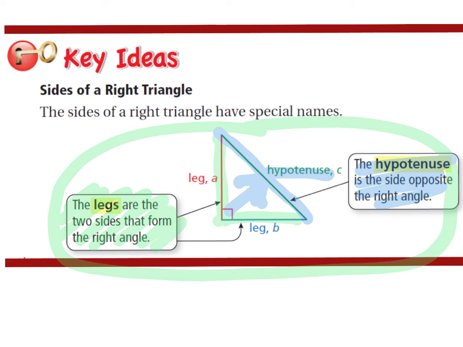I also need you to know what is A, what is B, and what is C. The legs are both A and B. One can be A, one can be B. I don't care which one is which. The hypotenuse is always C. That one cannot change. So I want you to get this down. Pause the video and finish this up, and then we'll move on.